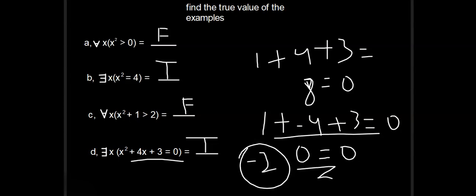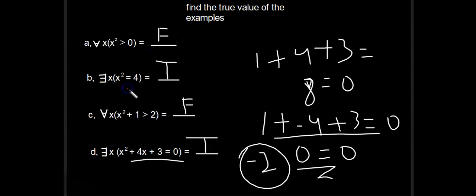For the first one, what I did is, it says that for all x, x squared is greater than 0. What this means is that for all of the x's, this statement is true, but it cannot be true when I substitute 0. So 0 equals 0. It cannot be greater. So for that reason, my answer became false.